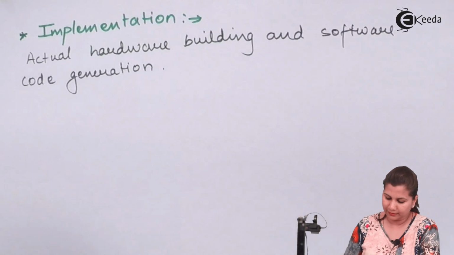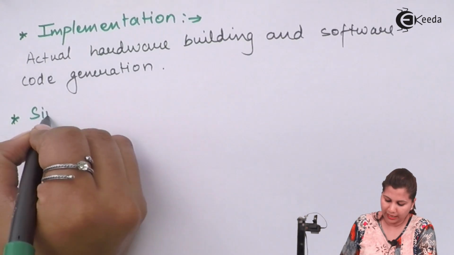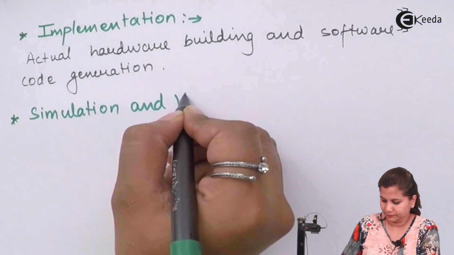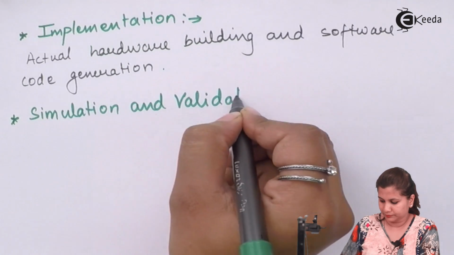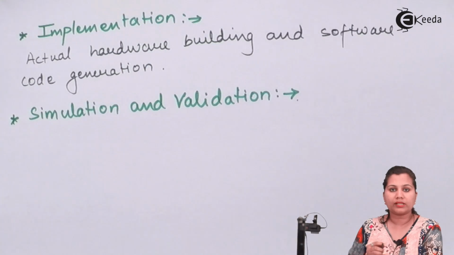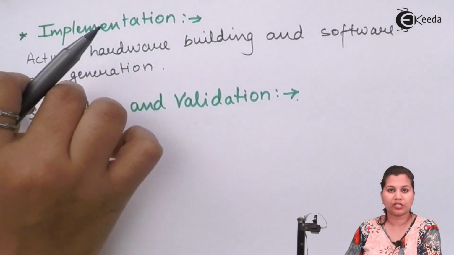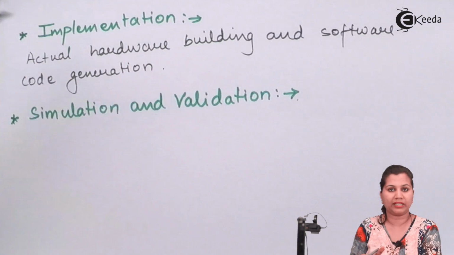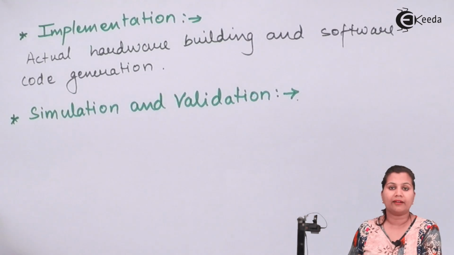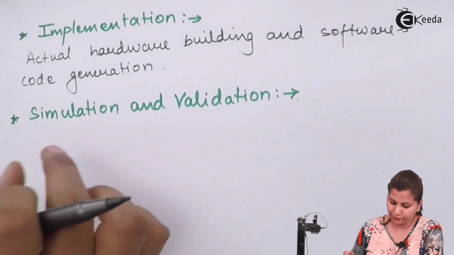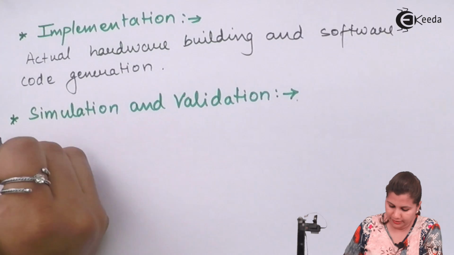Now the next step is simulation and validation. Once the software is implemented, meaning we have generated the code, this code is to be simulated, because this code has to be connected with the hardware part, and we will see how it is working, whether it is giving valid results or not. So in this sixth step, the simulation is done.